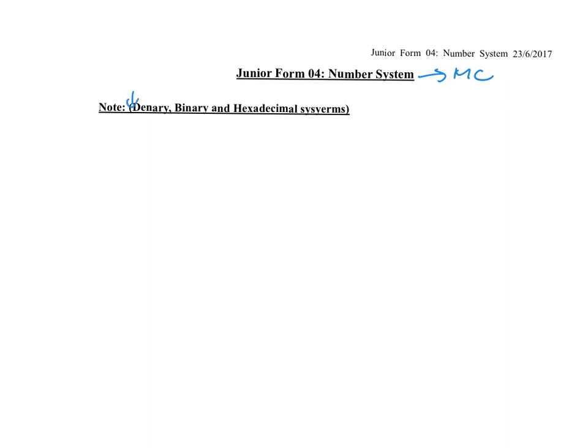So first of all, you have denary, which is base 10, 十進制啦. Next you have binary, which is base 2, 二進制啦. And then next you have the hexadecimal system, which is base 16, 16進制.